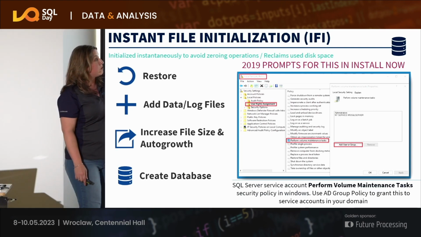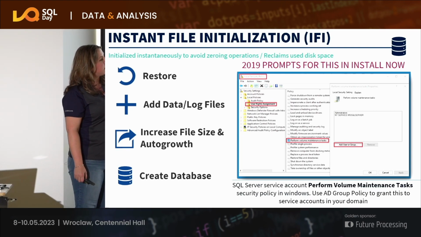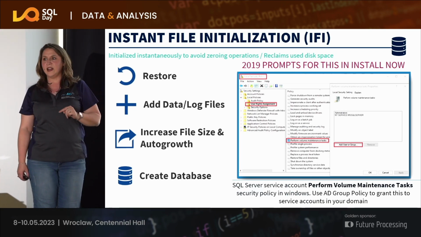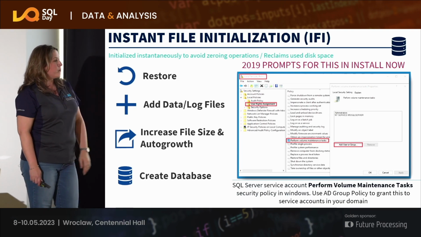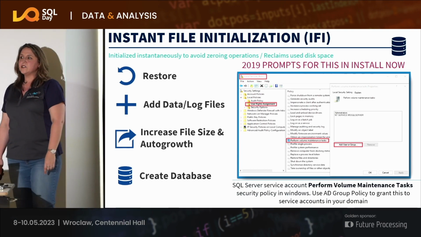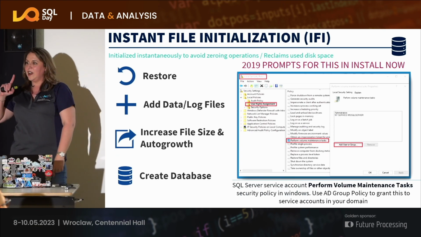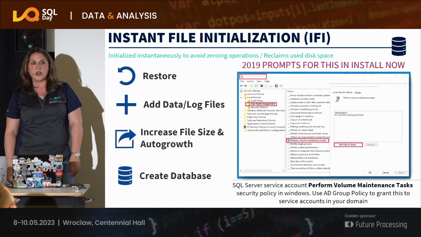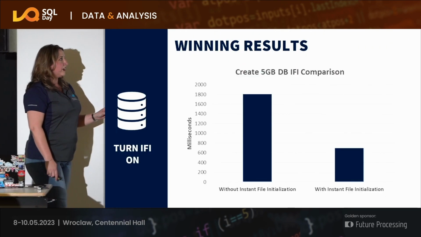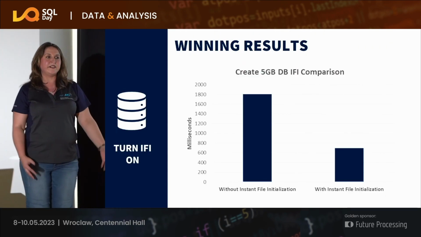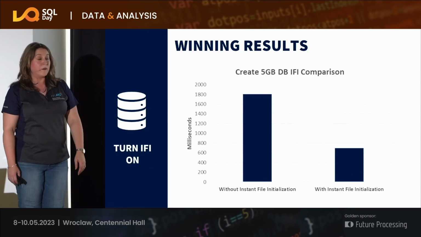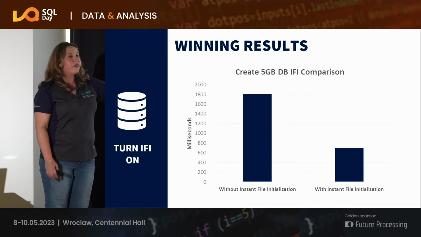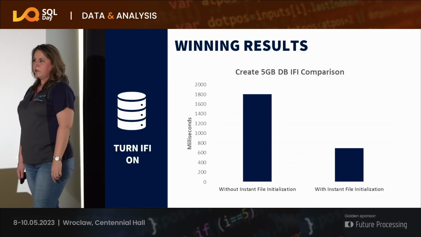So all it is, inside your local security policy, user rights assignment, perform volume maintenance task, and you add the SQL Server service account. Now you can do that with a group policy as well, but in 2019 there's a checkbox that says, do you want to grant perform volume maintenance task? You hit the check and it applies this for you. Why does it matter? Look at this. So I'm creating a 5 gigabyte database, really small. Right now it takes 1800 milliseconds to do it without IFI, a third of the time with IFI enabled.